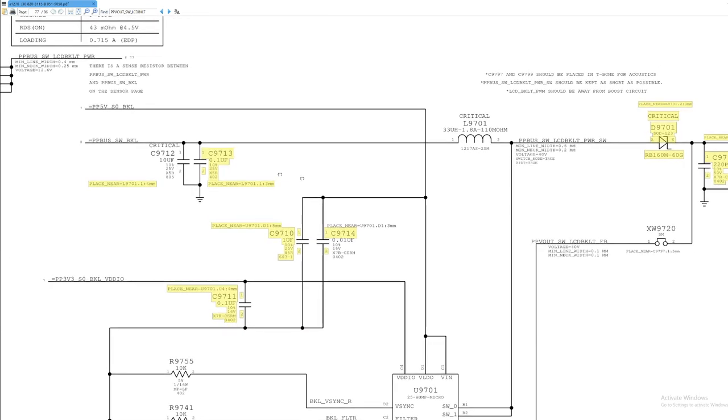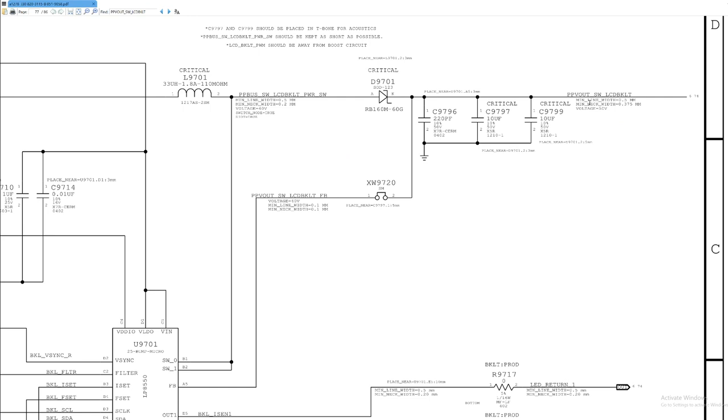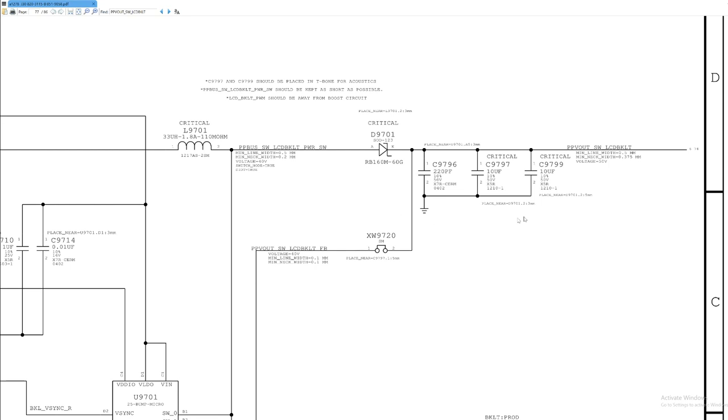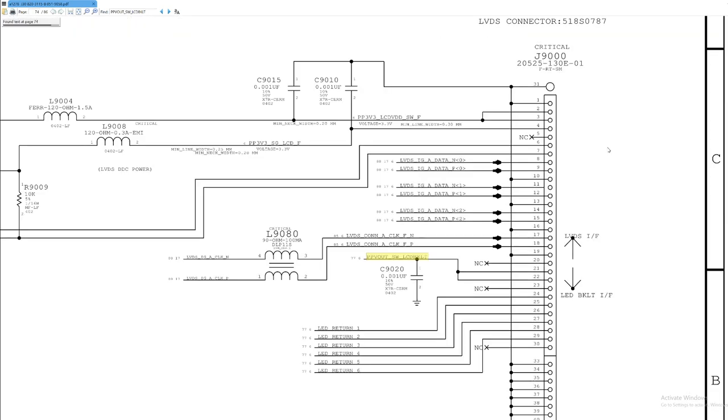We tested for a short, and we did find a short on this line right here, PPV out, switch backlight. So one of a few things can be causing the short. It could be one of those three capacitors. It could be these two capacitors. Or if we follow PPV out SWLCD back LT, we find out that there's also this capacitor that could be causing the short.